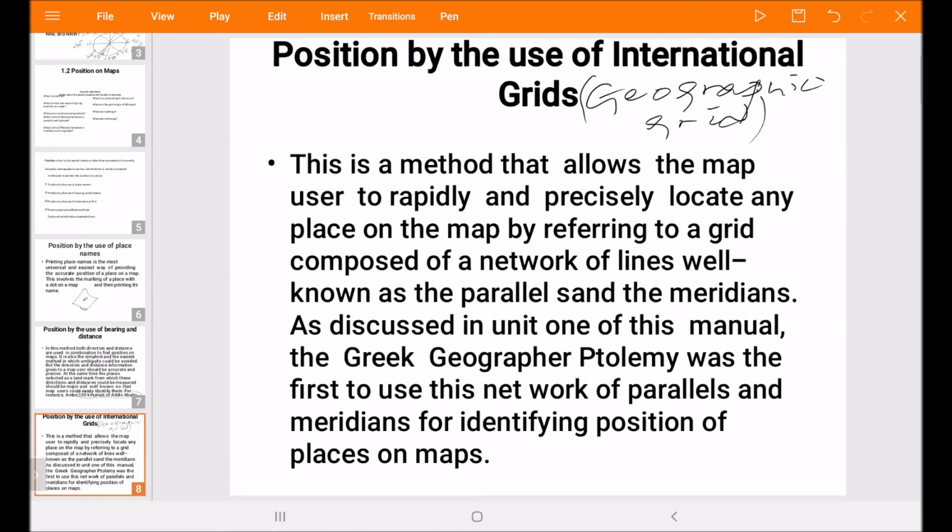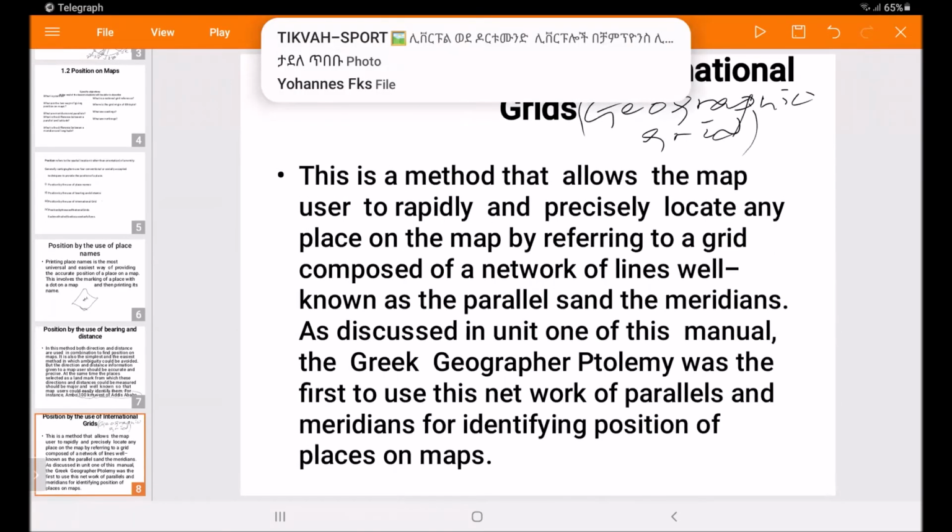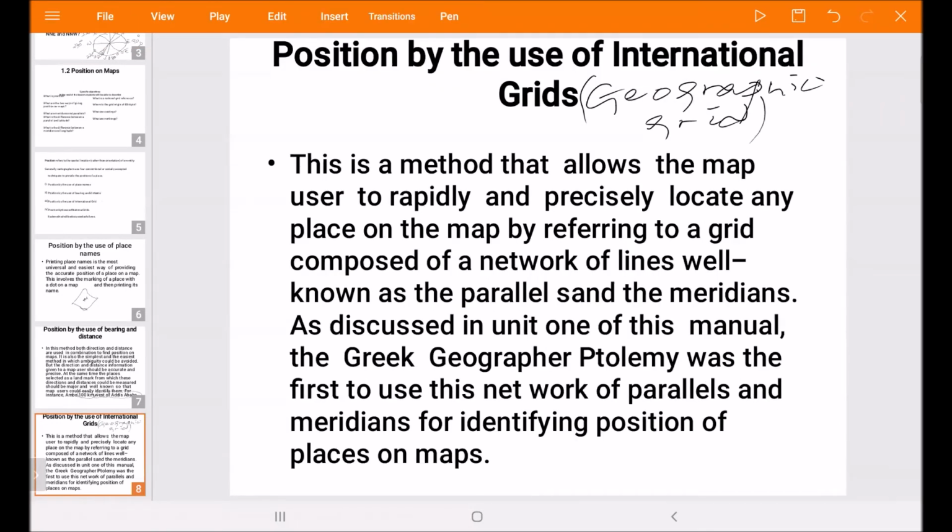Again, when we say meridians and longitudes, meridians are imaginary lines joining all points within the same longitude. ያሉትን ፖይንቶች የሚያሳየን ደግሞ line which is meridian ነው. Longitude ደግሞ ምንድነው? An angular distance that measures how far we are from 0 degree prime meridian to the east and west. Okay, so this is showing the position of a place by using the international grid or geographical grid.